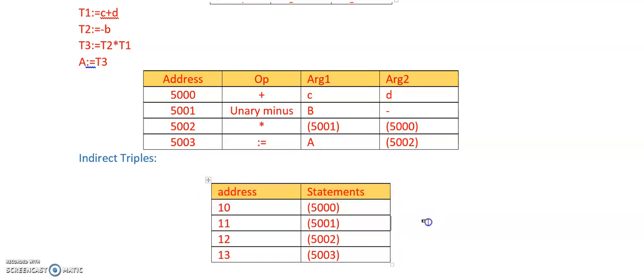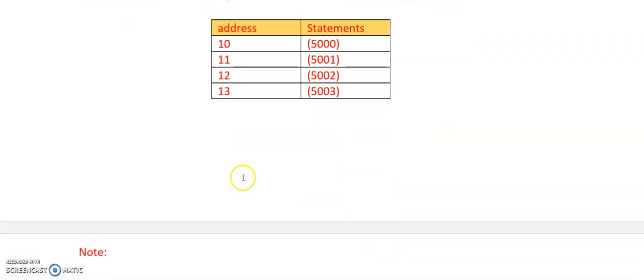Instead of calling it a triple, we call it an indirect triple. So what is the address location? That is nothing but a triple. This tells about the address of the triple notation. What is this one? This is T1. Like that we write the 3 address code representation, either in quadruple format, triple, or indirect triple format.